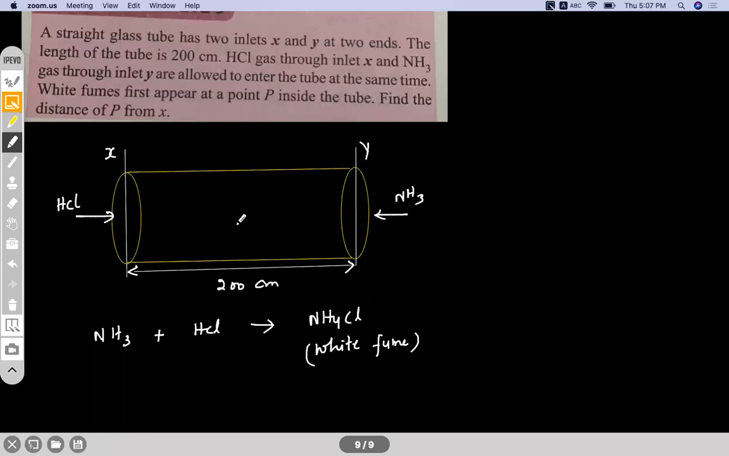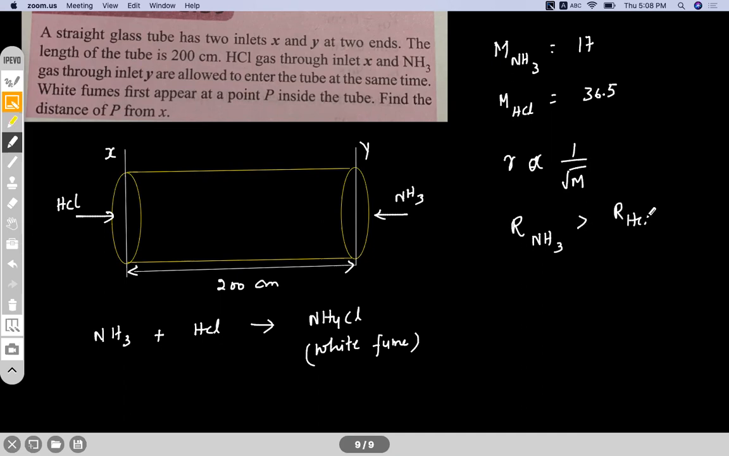So this white fume means NH3 and HCl meet at one point, and only then the reaction takes place, which gives the white fumes. Obviously both will diffuse from the two ends. Which one will diffuse more? What is the molecular mass of NH3? 17. Molecular mass of HCl is 36.5. We know rate of diffusion is inversely proportional to the square root of molecular mass, so we can say the rate of NH3 is more than that of HCl, and hence NH3 will diffuse more than HCl.